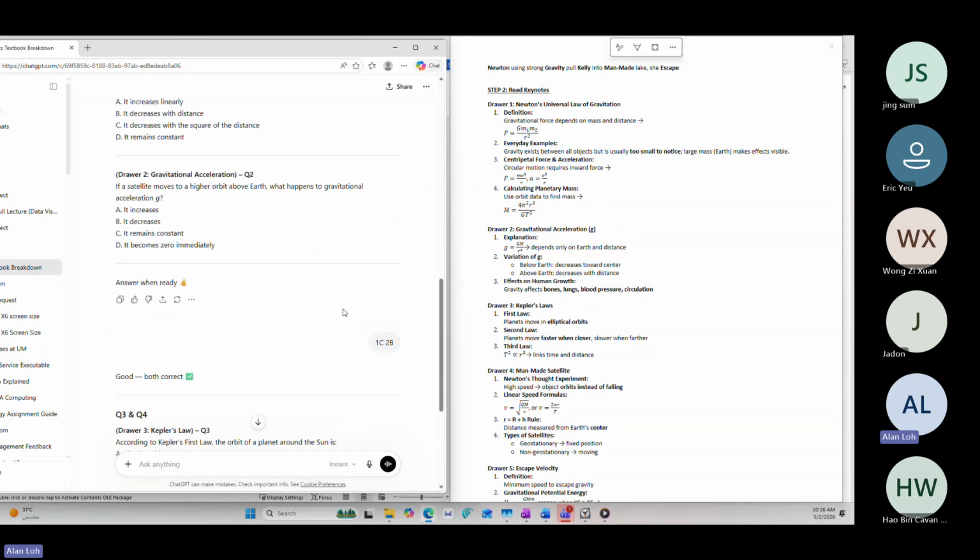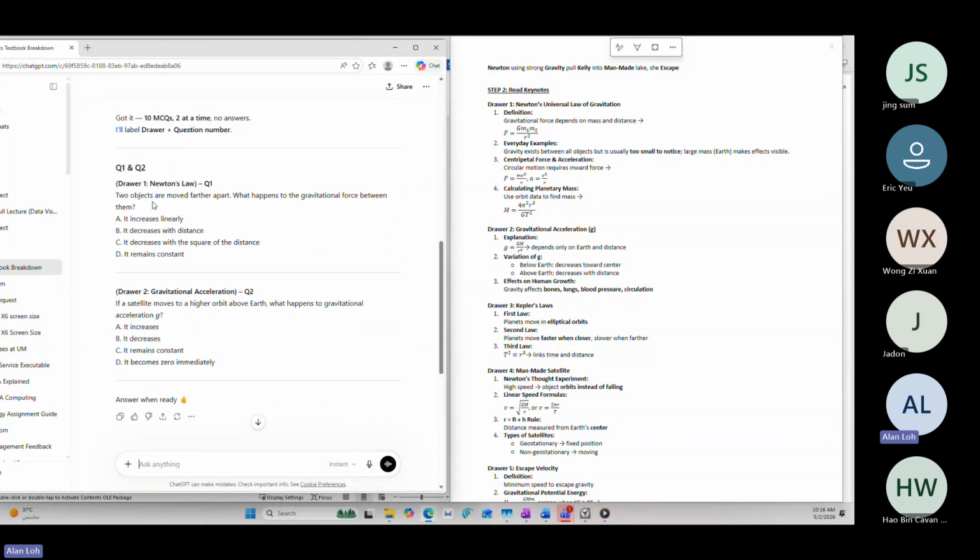Right. So let's review the question again, Eric. Two objects are moved further apart. What happens to the gravitational force between them? It decreases with the square of the distance. Remember this formula? F equals G M1 M2 over R squared. Yes. Okay. So there's new information for you, Eric, in your drawer 1. Now, drawer 3 and drawer 4. Let's start again.